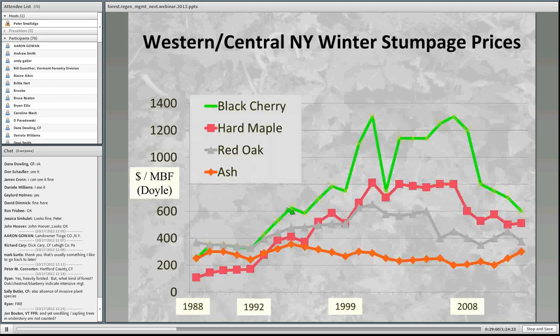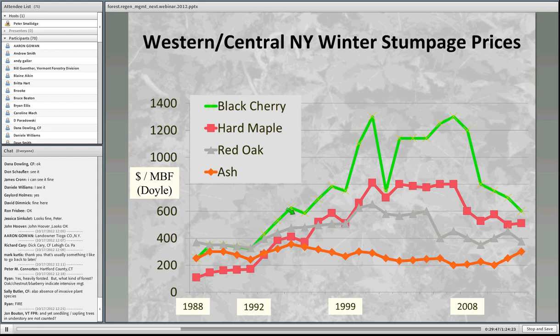Here I'm wanting to illustrate a couple of things. One, I've made the case earlier that we have an abundance of sawtimber, and that sawtimber is going to correspond to forest harvesting, and in fact it has. We can see that the markets for the four most common species in New York, at least, have been interesting and dynamic from the late 1980s up until this most recent stumpage price report. The green line is black cherry, and this is stumpage prices. For those of you not familiar, stumpage is the value of timber standing on the stump. And this is the New York State DEC stumpage price report.